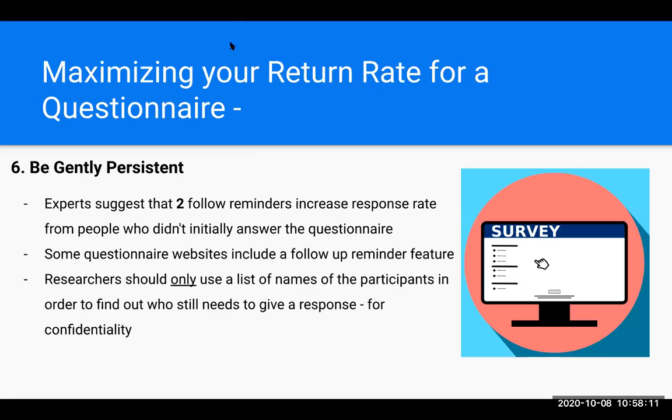Lastly, be gently persistent. Experts say that following up with two reminders increases response rate, and it should be noted that this is the only point in your research where you should be referencing participant names in order to find out who still needs to give a response.